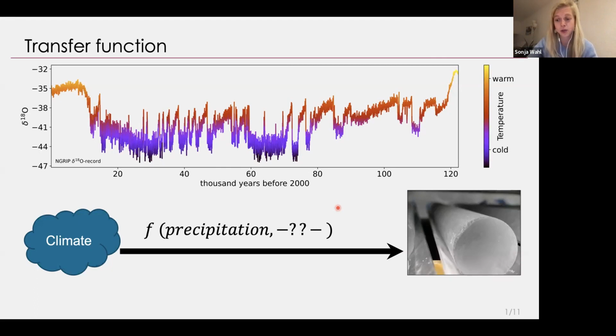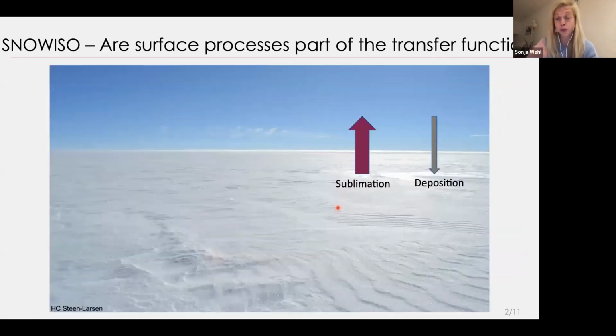The research question for this bigger project that is called SNOW-ESO that I am part of is exactly this: if other surface processes are part of this transfer function, so basically all the processes that go on at the surface while the snow is in contact with the atmosphere, after the precipitation event and before the snow gets buried with the next snowfall event.